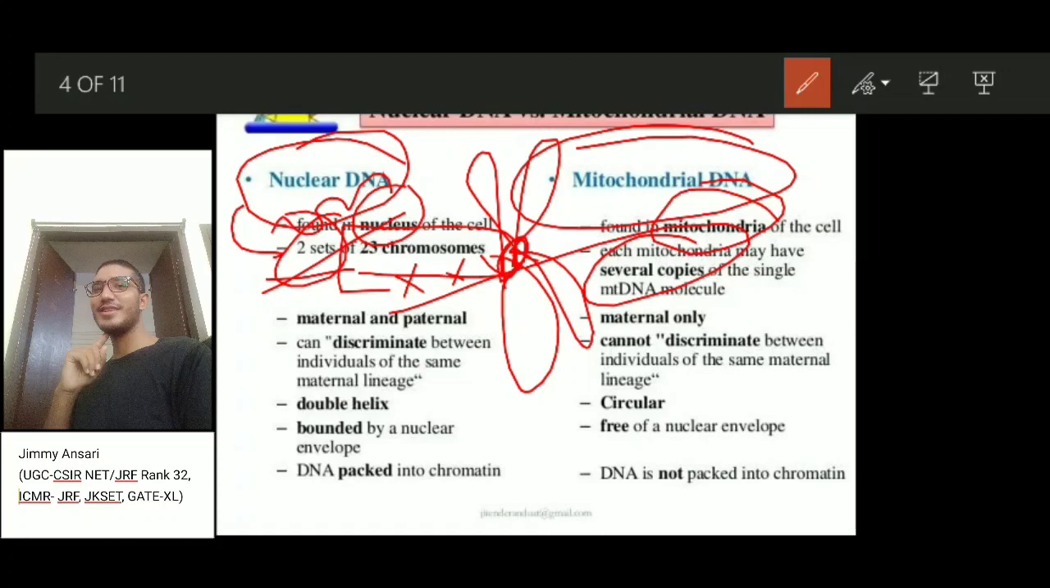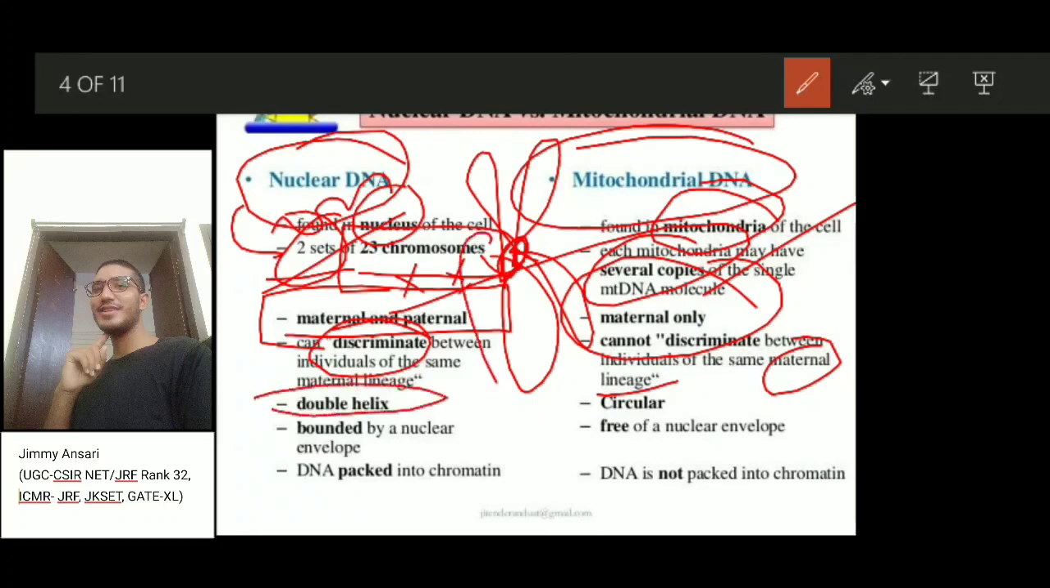The inheritance of mitochondrial DNA is only from the mother. The inheritance of the nuclear DNA is from both mother and father, that is maternal and paternal inheritance. So nuclear DNA can discriminate between individuals of the same maternal lineage, but the mitochondrial DNA does not discriminate individuals of the same maternal lineage. The nuclear DNA is a helical structure, it is double helix, and it is linear, not circular. The mitochondrial DNA is also double helical, but it is circular.